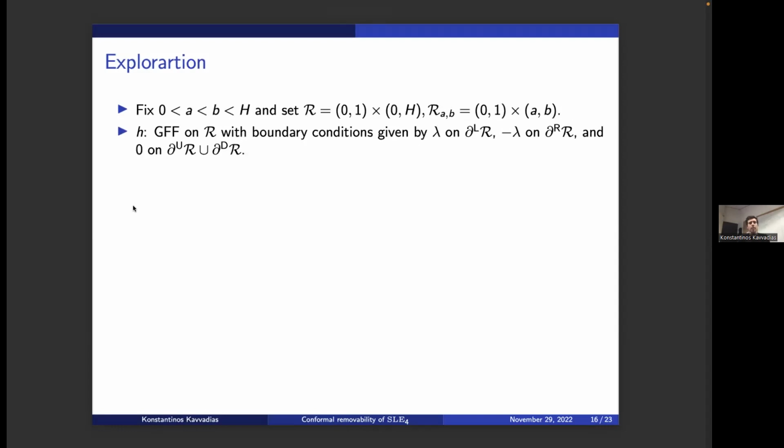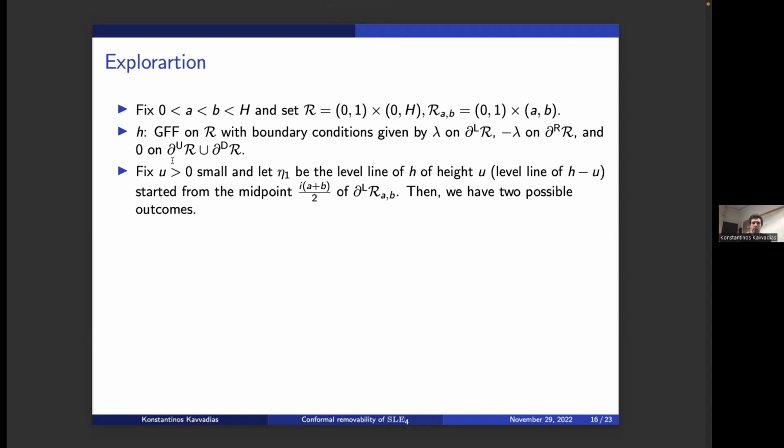And as I mentioned earlier, we start with a GFF on the rectangle with boundary values given by lambda. Here by lambda, I mean pi over 2. This is the general notation: lambda in general is equal to pi over the square root of kappa. In our case, kappa is equal to 4. Therefore, we can imagine that this lambda is pi over 2, and 0 elsewhere in the rest of the boundary.